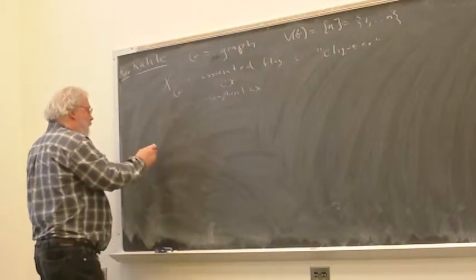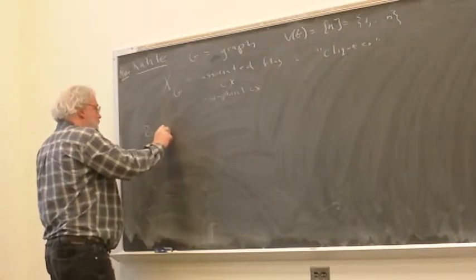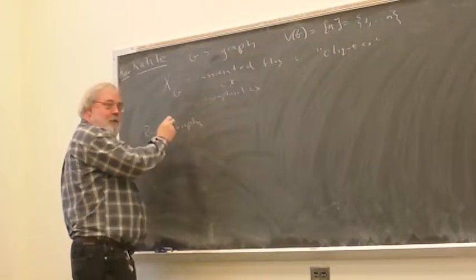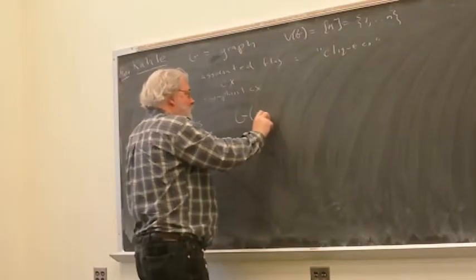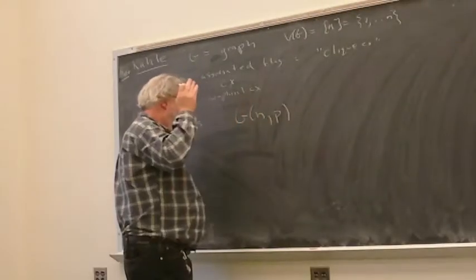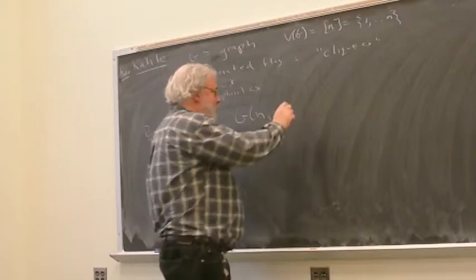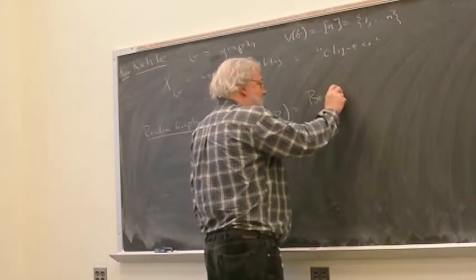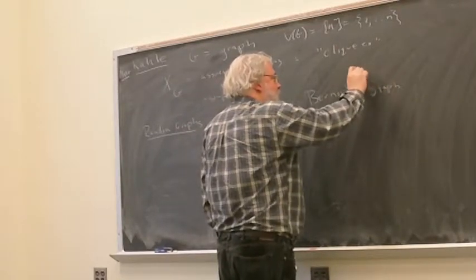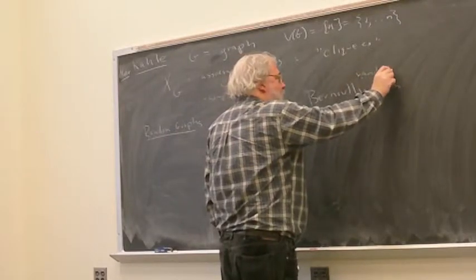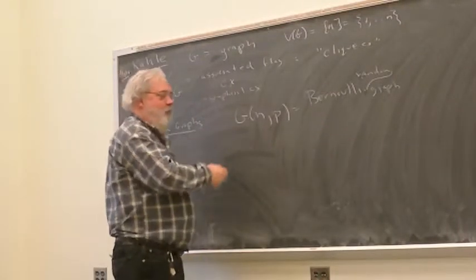Now let me tell you what a random graph is. This has different names. I'm going to call it G(n,p). This is sometimes called the Erdos-Renyi model of a random graph. Sometimes it's called the Bernoulli graph, sometimes the binomial graph. I don't know what the official name is. There probably isn't an official name. Erdos-Renyi maybe. But anyway, what it means is you look at the set of all graphs.